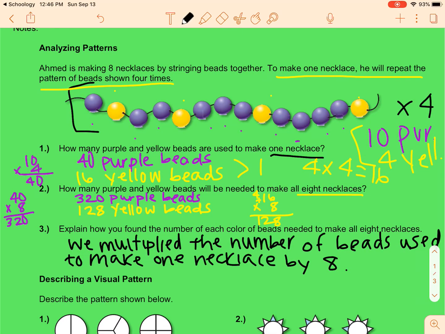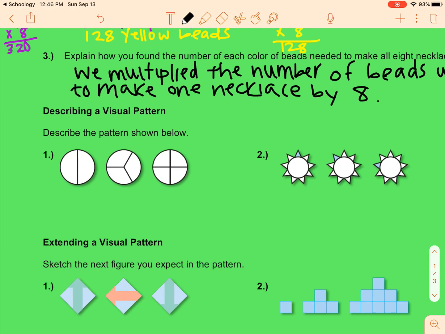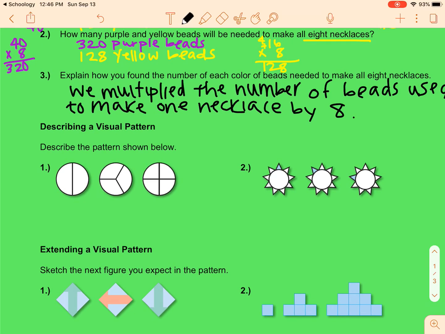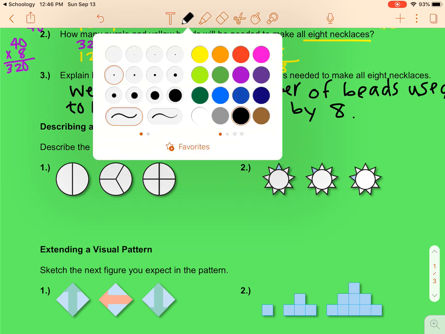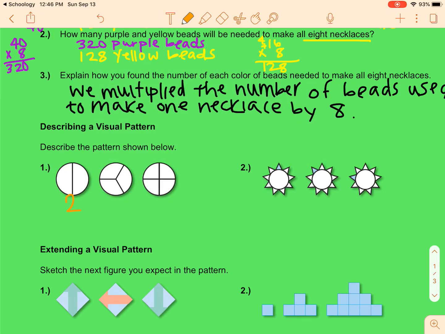Alright, and we are done with the first part. Now let's look at the second section. Now we are going to learn how to describe a visual pattern. So if I look at number 1, it's telling me to describe the pattern shown below. So here I see 2 sections.